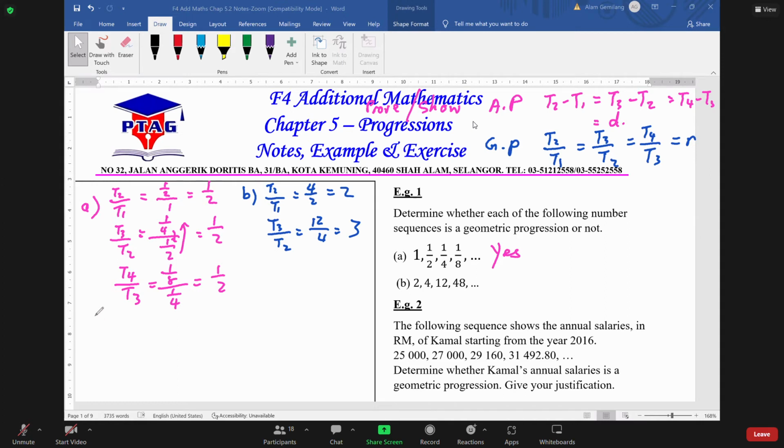So for A you say, since T2 divided by T1 is equal to T3 divided by T2 is equal to T4 divided by T3 is equal to R, hence the sequence is a geometric progression. And for B, since T2 over T1 is not equal to T3 over T2, hence the sequence is not a geometric progression. That's all. We just go through it.